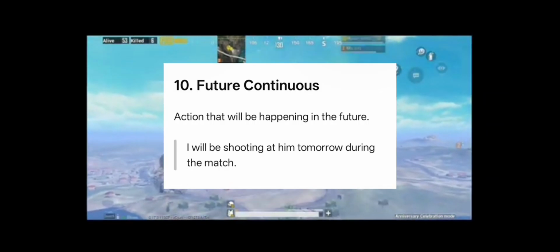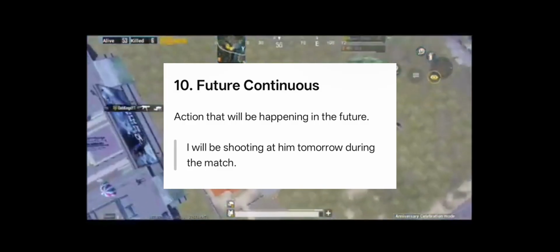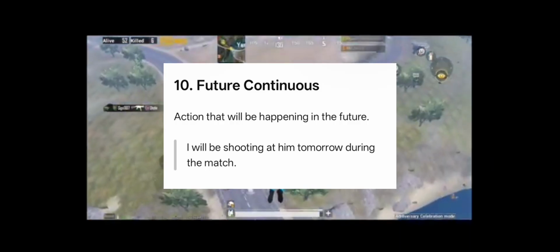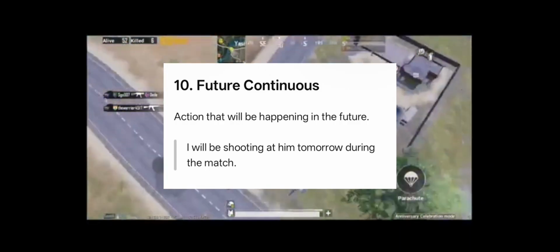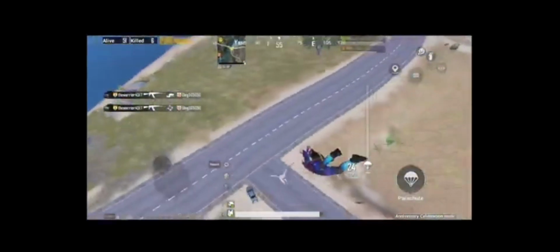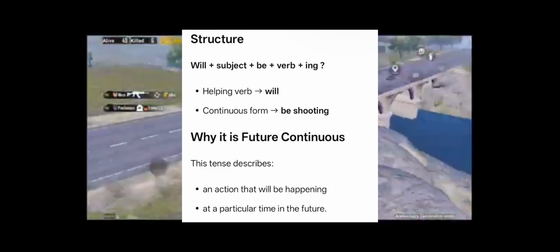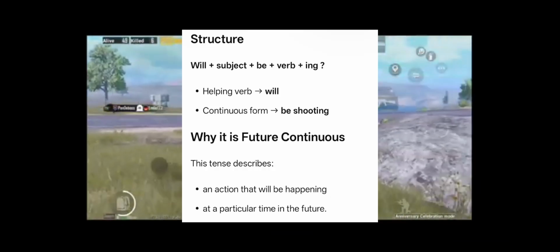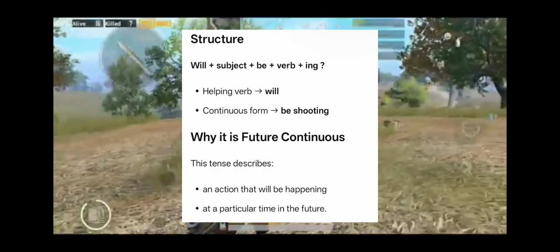Next we have the future continuous tense. One example is I will be shooting during the final match. The action will be in progress but in the future. And if it's a question sentence or an interrogative sentence, then it will be, will you be shooting during the match tonight? So it's a question sentence, right?